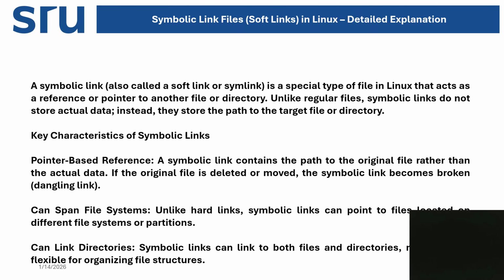Second point, can span file systems. Unlike hard links, symbolic links can point to files located in different file systems or partitions. Suppose the hard disk has some partitions, it can point from one partition to another. That is the main advantage of the symbolic link. Next, can link directories also. Symbolic links can link to both files and directories. That is the main advantage of symbolic links.